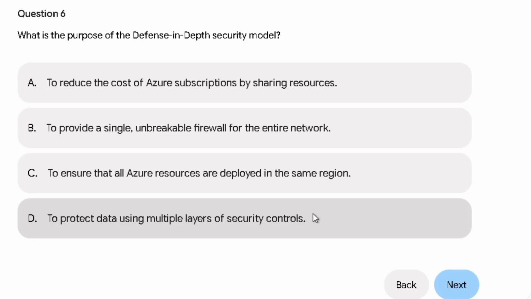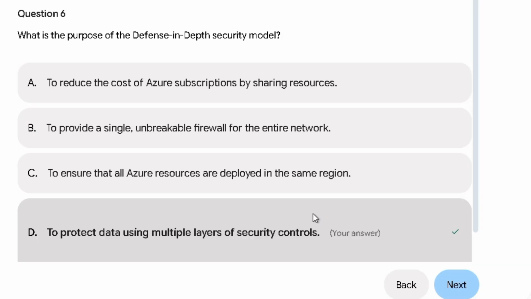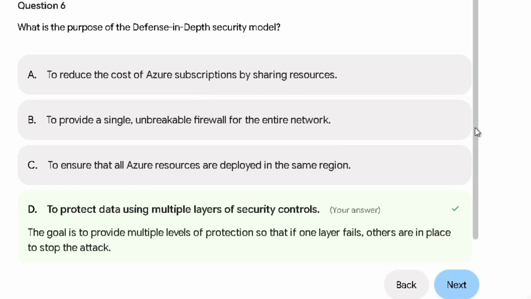Correct answer D, guys. Remember, when I talk about defense in depth, I'm talking about protection and multiple layers of protection. So let's read our explanation. The goal is to provide multiple levels of protection so that if one layer fails, others are in place to stop the attack. Remember, if for whatever reason my layer fails, I can use another layer to prevent the attack.